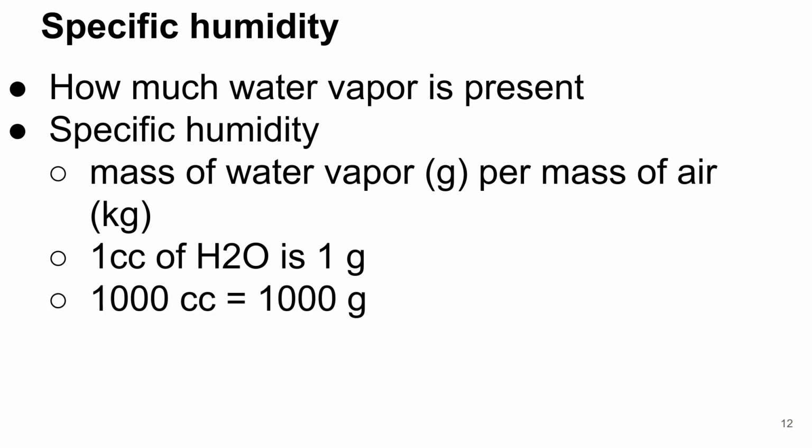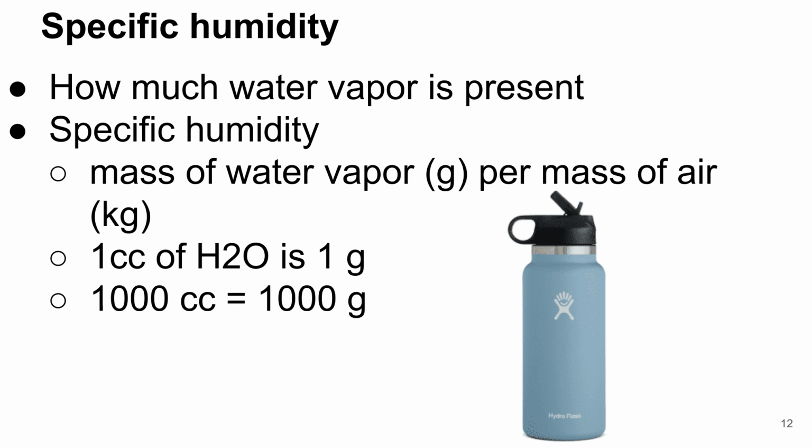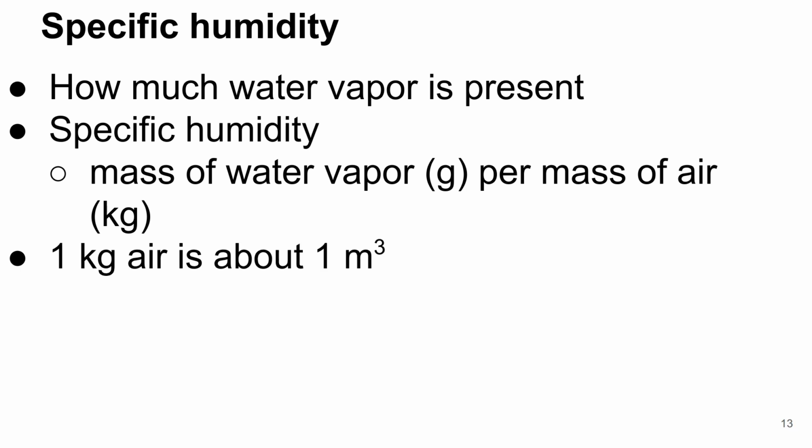1,000 cubic centimeters are 1,000 grams, or a kilogram, or a liter. A liter of water weighs 1 kilogram. So if you have a quart water bottle, that weighs about 1,000 grams. And finally, 1 kilogram of air has a volume of about 1 cubic meter.